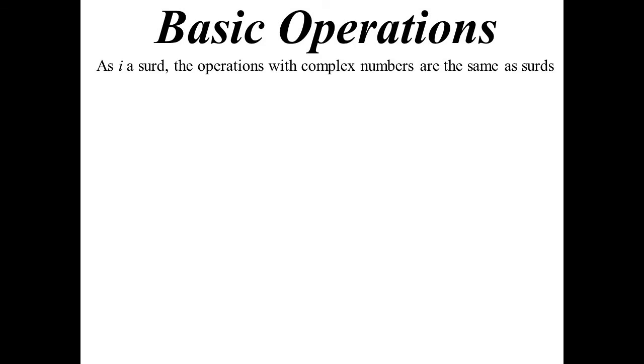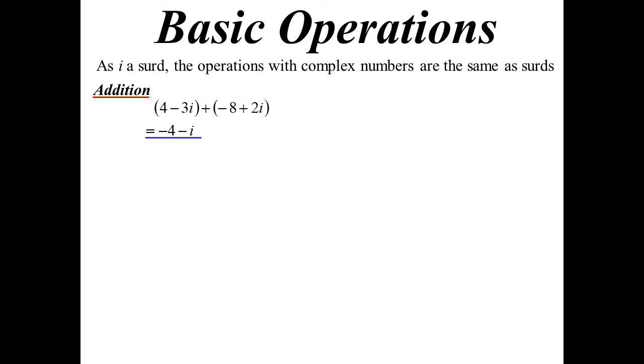How do we deal with them then? Good news is you already know. i is a surd. So all those rules about surds, well, they're the rules for dealing with complex numbers. So addition, you could also think of it like algebra, really. We get -4 minus i.